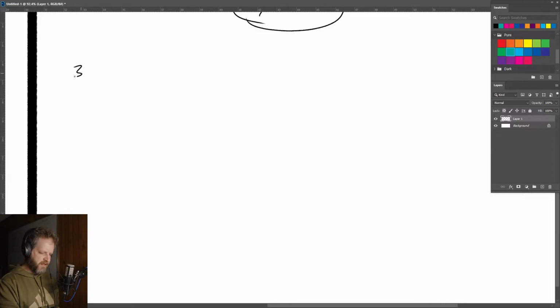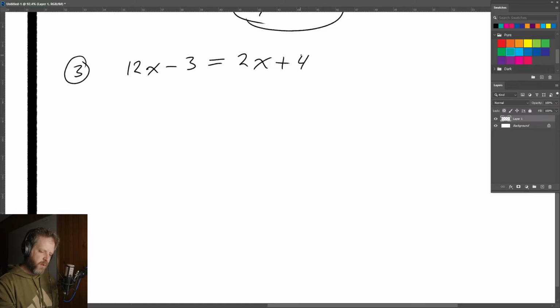So number 3 example. Let's do 12x minus 3 equals 2x plus 4. So what could I do?